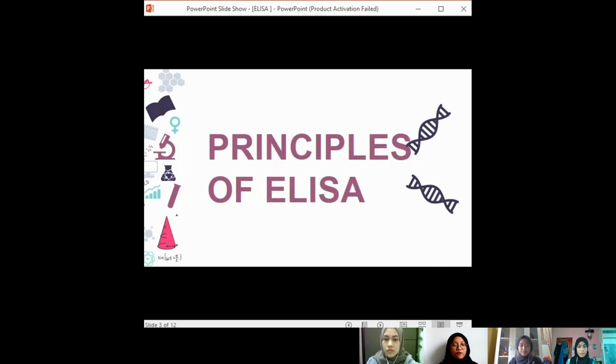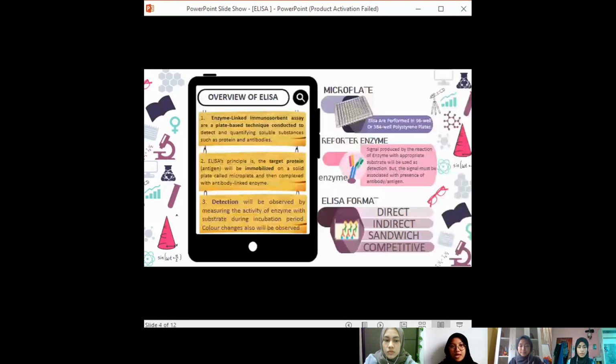Okay, principles of ELISA. What is ELISA? ELISA is an enzyme-linked immunosorbent assay, which is a plate-based technique conducted to detect and also to quantify soluble substances such as proteins and antibodies. The principle is that the target protein or antigen is immobilized on a solid plate, called a microplate, and then complexed with an antibody-linked enzyme. The microplates usually used in the laboratory are 96-well or 384-well polystyrene plates.